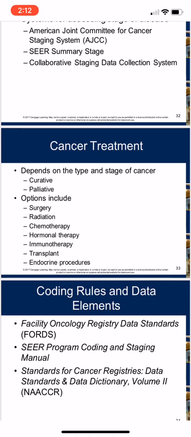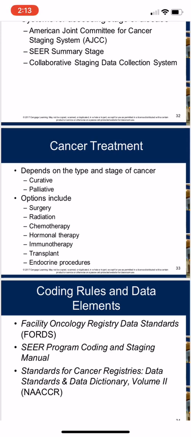All right, let's get back to cancer treatment. Cancer treatment is dependent on the type and stage of the cancer diagnosed. Treatments for cancers include surgery, radiation, chemotherapy, hormonal therapy, immunotherapy, and transplant or endocrine procedures. Many patients receive multiple forms of treatment. Treatment can be curative or it can be palliative. Dates are coded when the treatment is initiated and the start date of each treatment modality is used.